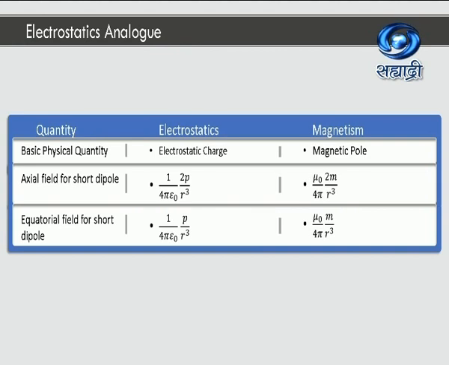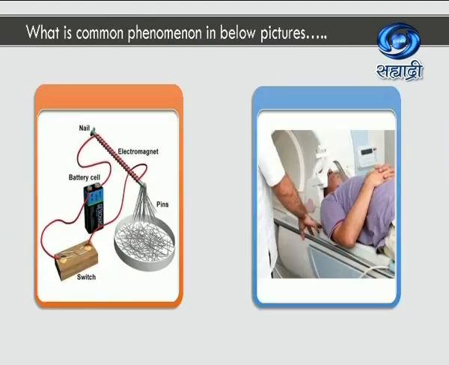Finally, the equatorial field for a short dipole. In electrostatics, the electric field along the equator of a short electric dipole is given by 1 by 4 pi epsilon 0 p by r cube, whereas in magnetism, the magnetic field along the equator of a short magnetic dipole is given by mu 0 by 4 pi m by r cube. Dear students, if you understand this analogy between these two topics, then I am sure you will enjoy the chapter that we are going to study today.